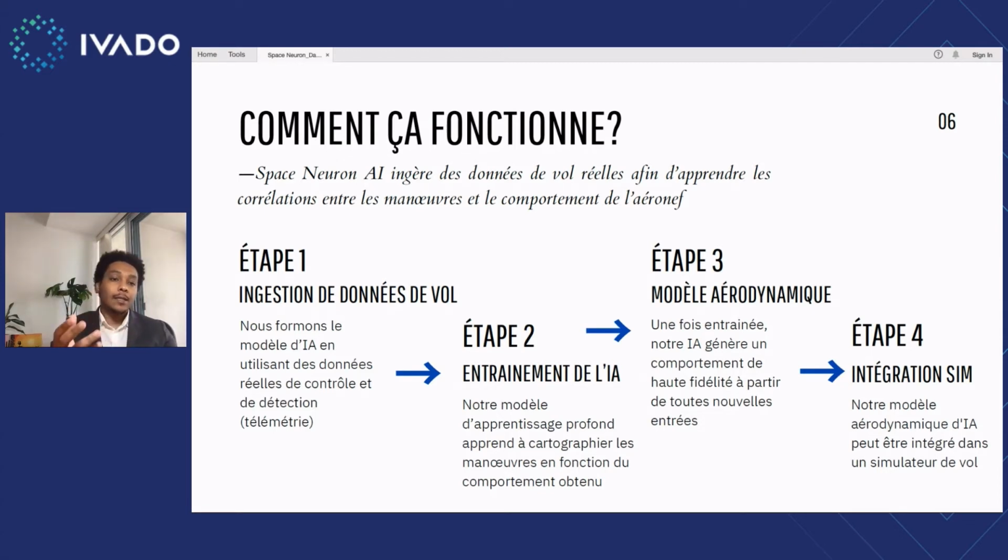Also, this system enables us to build simulators quite fast. What you're looking at here is basically building an aerodynamic model within a few months, given that you have the right type of data as an input, and building a simulation model based on that, a high fidelity simulation model.